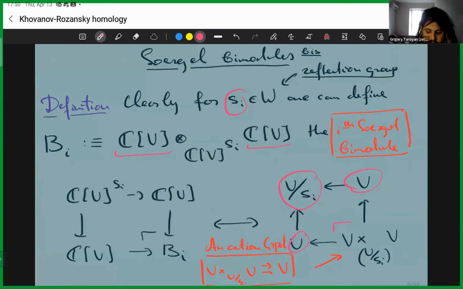And so this is kind of a general theme that bimodules present morphisms. On one hand, geometrically, we have a groupoid, and on the other hand, algebraically, we have a bimodule. So that was just my attempt to conceptualize this construction of Soergel bimodules, so it doesn't come from nothing. And we actually have some geometric pictures. So Soergel bimodules encode an action of a reflection on a vector space. Basically, the idea is like this.